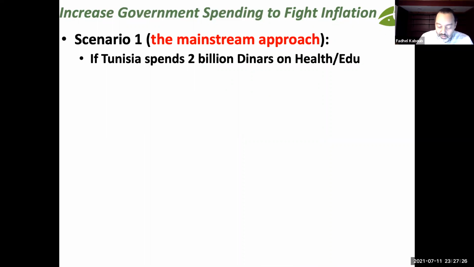So I'll give you the first scenario, the mainstream approach to understanding inflation. And I'm using Tunisia here, my home country, as an example. So if Tunisia spends 2 billion dinars on, say, health and education, very important areas, obviously, especially during COVID and so on. What's going to happen if we spend 2 billion dinars, national currency, this is not foreign currency spending, the sovereign currency issuer can spend 2 billion dinars on health and education.